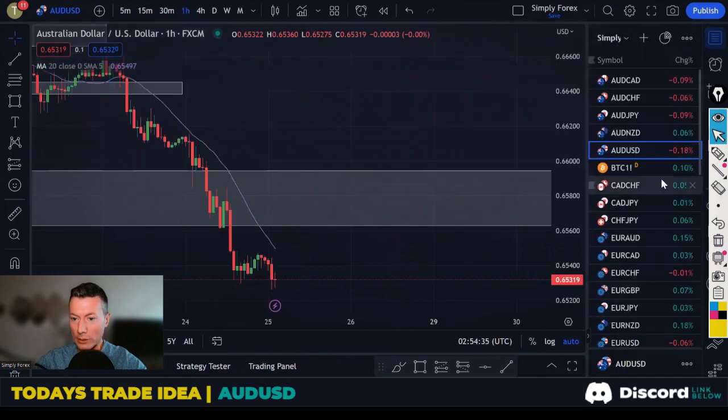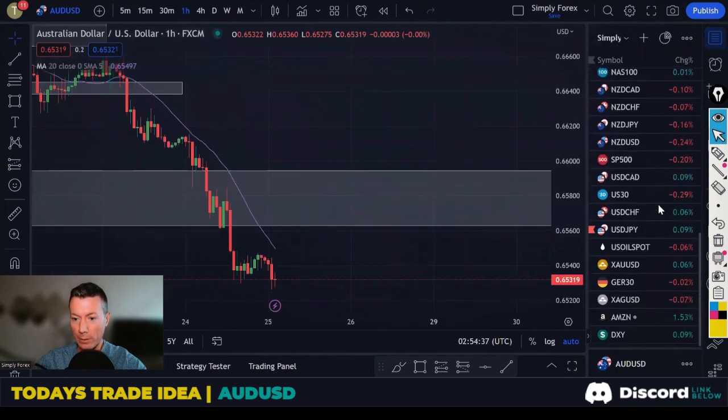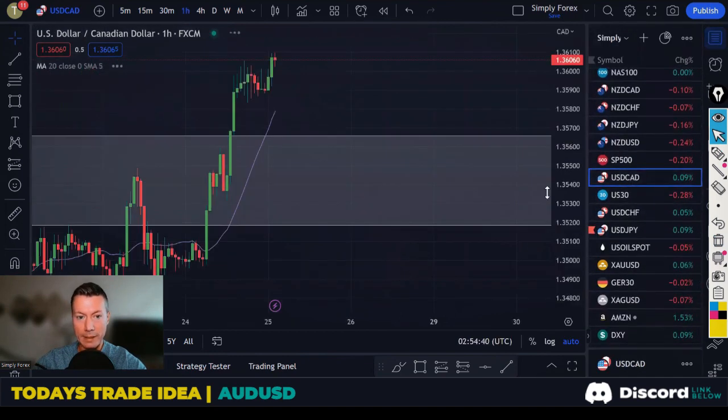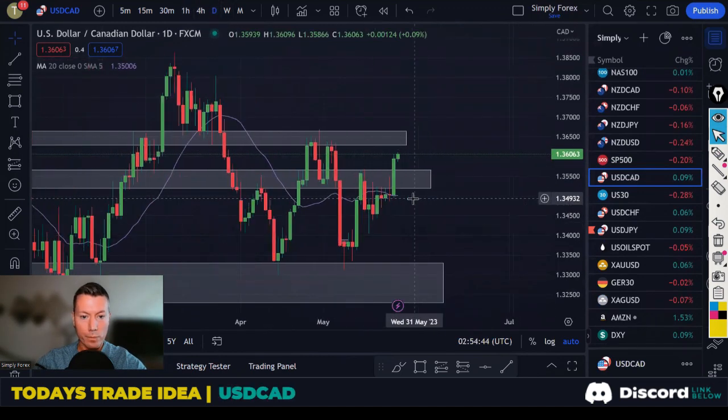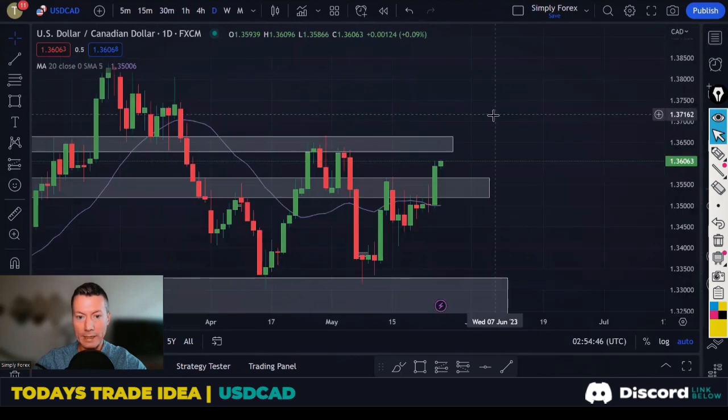Let's stick with the US dollars. I'm also looking at this, guys, US dollar, Canadian dollar. So again, if we start with the day chart, what are we seeing?